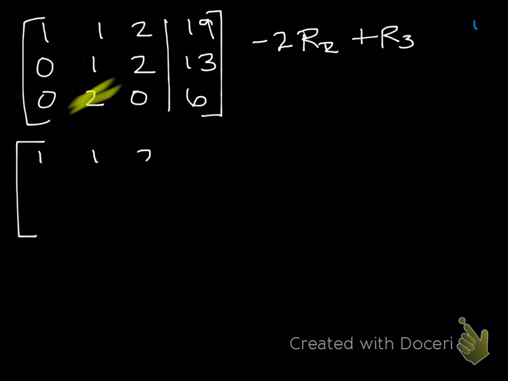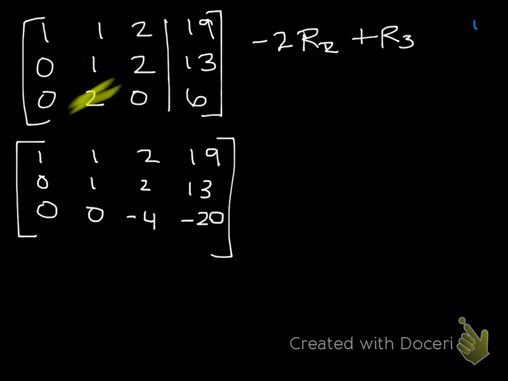So I have 1, 1, 2, 19, 0, 1, 2, and a 13. So now negative 2 times 0 is 0 plus 0 is 0. Negative 2 times 1 is negative 2. Negative 2 plus 2 is 0. Negative 2 times 2 is negative 4. Negative 4 plus 0 is negative 4. And then negative 2 times 13 is negative 26. Negative 26 plus 6 is negative 20.